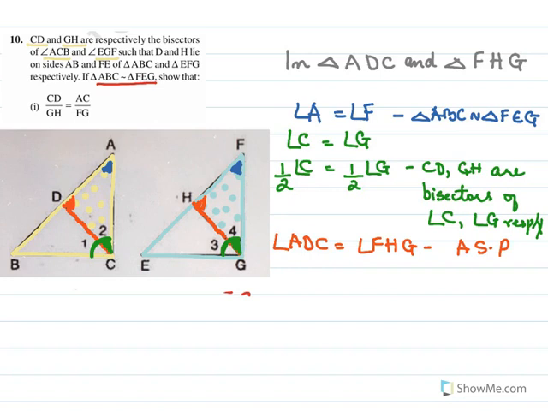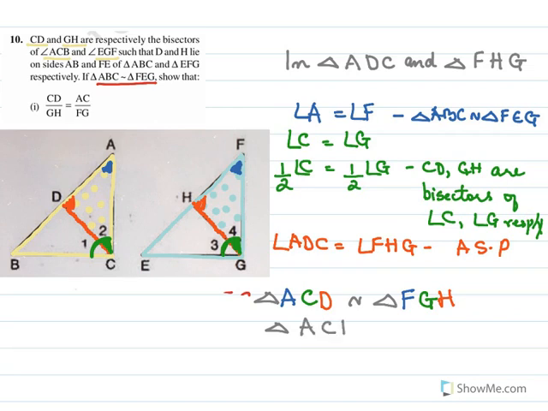So let me write the similarity correctly. So we know the two triangles are similar. So first we'll mark the blue. The blue were A and F. Then we mark the green. So the green in the first case was C, in the second case G, and then we mark the red. And that is D in this case, and H in the other case. So we just rewrite this. It's very important you write the correspondence correctly.